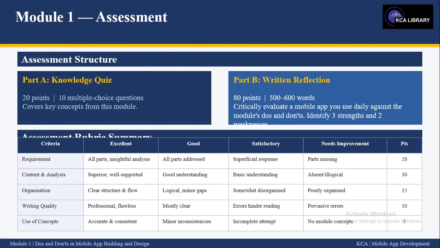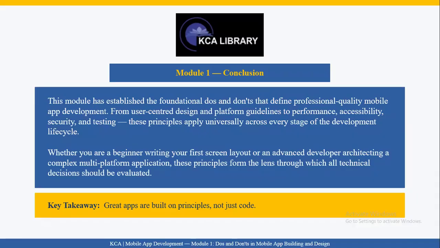Module assessment. The assessment for this module consists of two parts. The first is a knowledge quiz, which includes multiple choice questions designed to evaluate understanding of key concepts. The second component is a written reflection, where students are required to critically analyze a mobile application they frequently use. This reflection should identify strengths and weaknesses based on the principles discussed in this module.